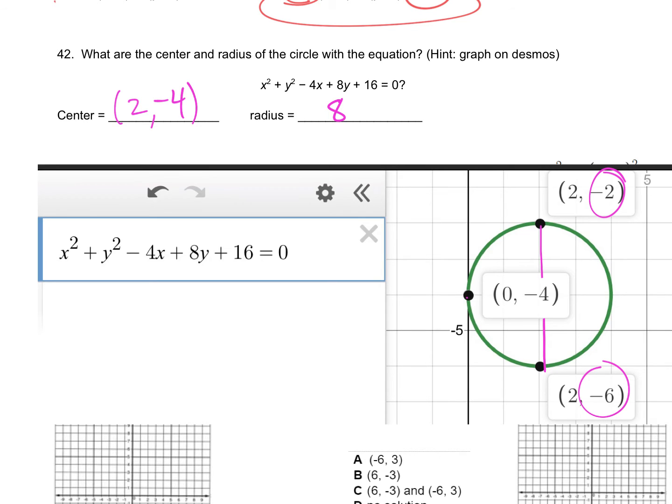Okay. Now, you can plot that point, like down here on the next line, 0, -4, and see if it looks like it would be the center point, and that will maybe help you as well. So, not too bad. Use that Desmos.